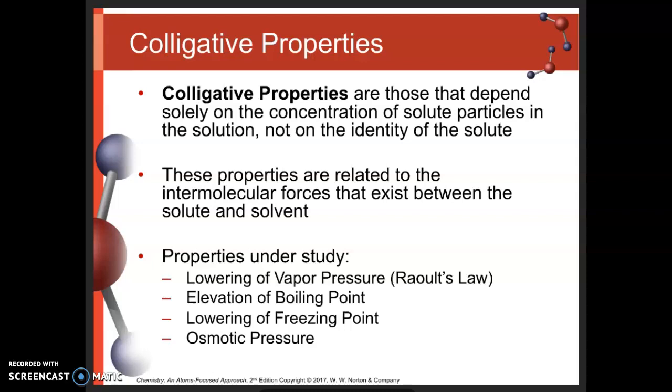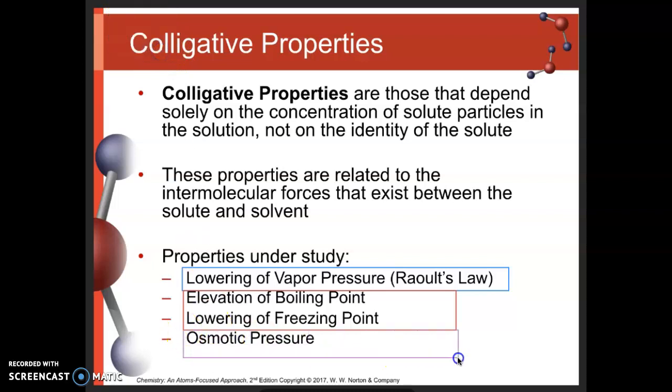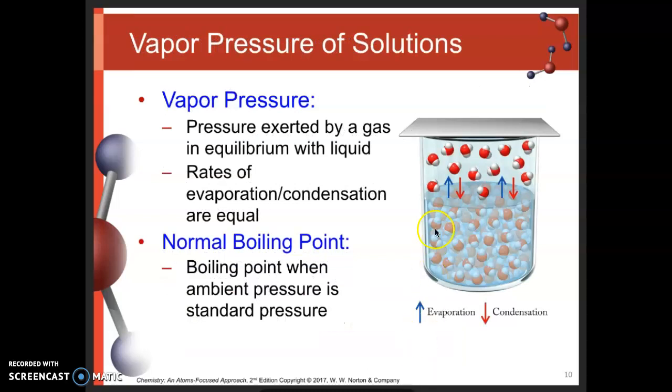And so we will be looking today at vapor pressure lowering. That's going to be our focus for today, is this one. In a future video, we will look at these other three, probably in two different groups. We'll look at the elevation of boiling point and the lowering of freezing point, because those two properties are very closely related to each other. And then in one final video, we'll look at osmotic pressure and some other kinds of colligative properties as well. So let's take a look at vapor pressure.